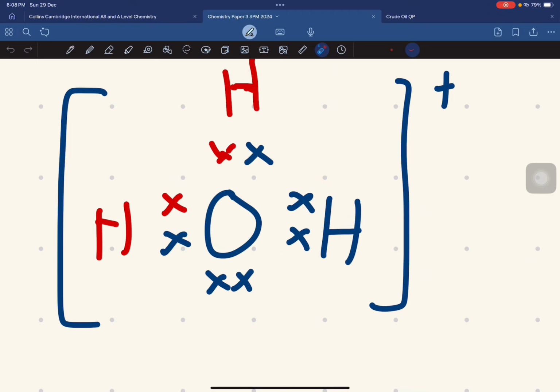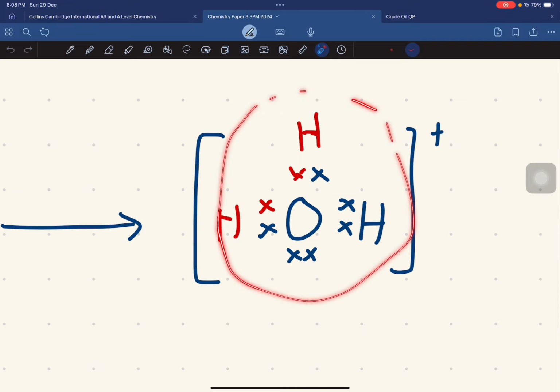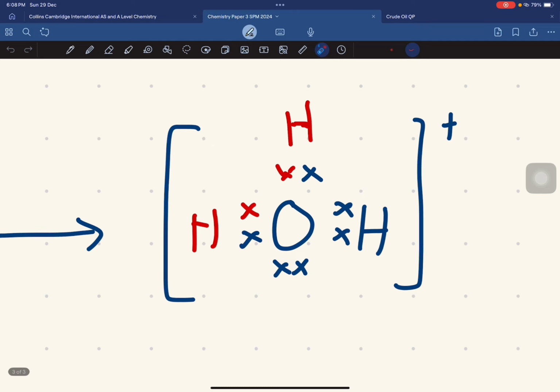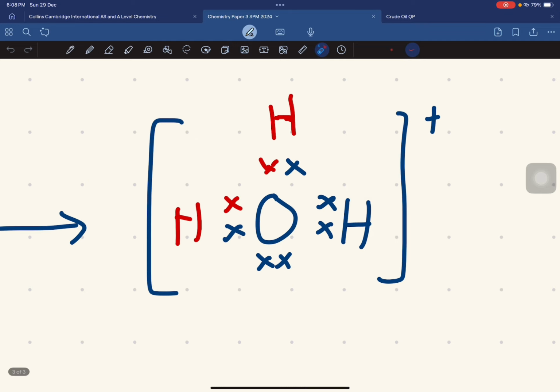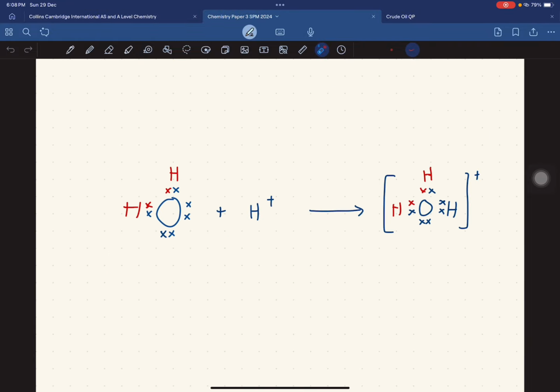Okay, and now looking at it, this oxygen atom has achieved stable octet electron arrangement, and this hydrogen atom has achieved stable duplet electron arrangement. So this whole structure is already stable. Okay, right now, I'm going to talk about why it is positively charged. So you may have guessed or you may have not. So now I'm going to explain why.